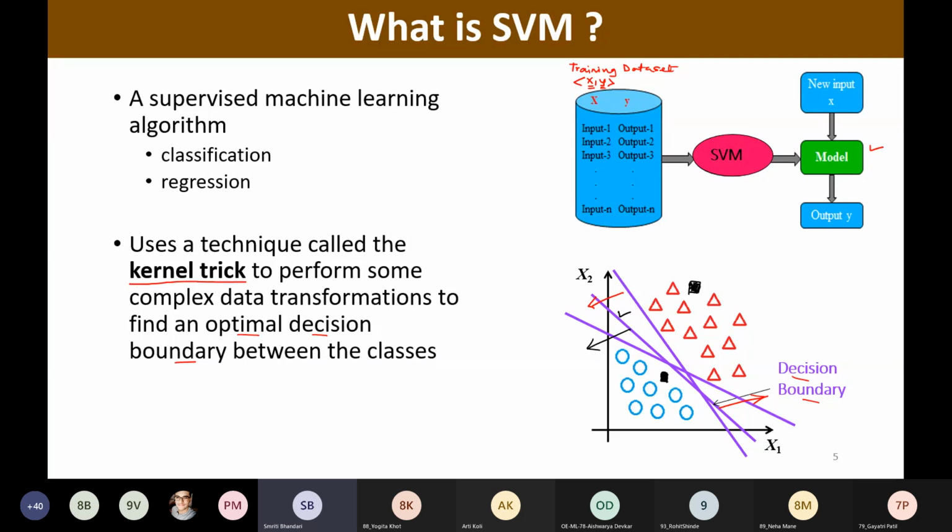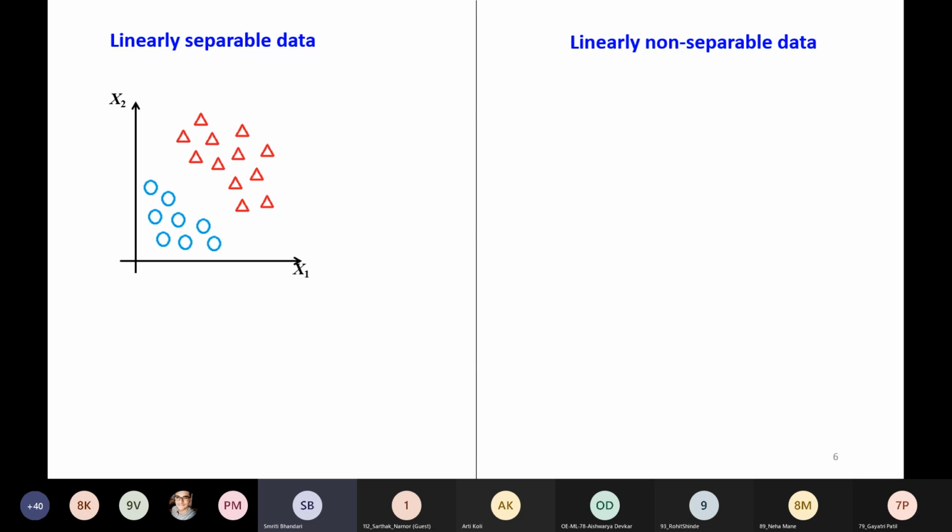So let's begin with the kind of data that we may have, right? So we are having linearly separable data and we are having linearly non-separable data. In fact, we had a discussion before regarding these kinds of data. So once again, I'll be focusing upon linearly separable data and linearly non-separable data.